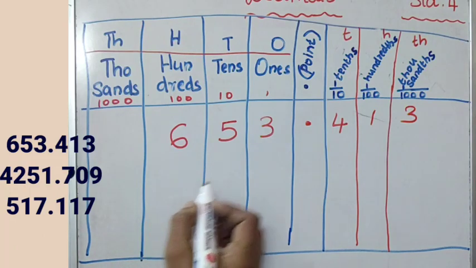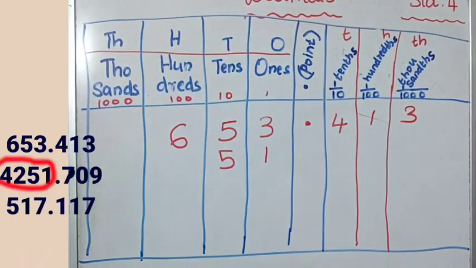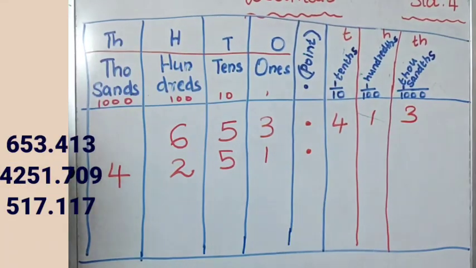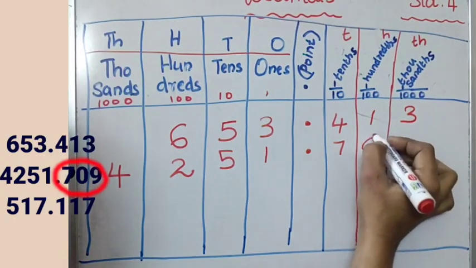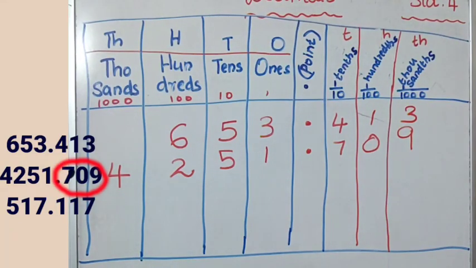Then 4251.709. 1 in the ones place, 5 in the tens place, 2 in the hundreds place. This is the whole number part, so we are filling the numbers here. 4 in the thousands place. Then put the decimal point. Then 709. 7 in which place? Tenths place, 7 in 1 by 10. 0 in the hundredths place. 9 in the thousandths place, 1 by 1000. That is 9 by 1000.